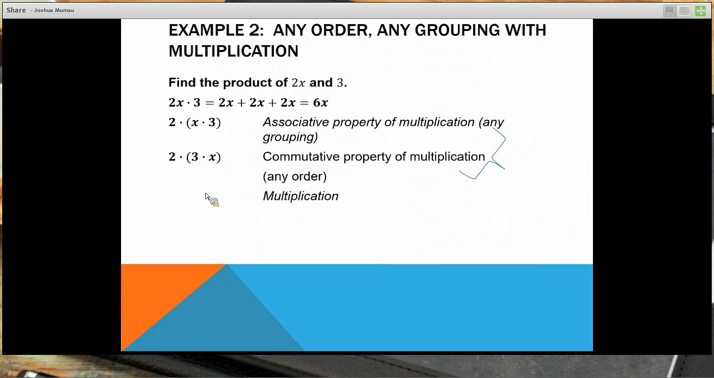And then next, we can actually multiply. Do 2 times 3 to get 6 and have 6x. Once again, we're listing the properties, going into great detail, but with a firm understanding, we can combine these steps into one.